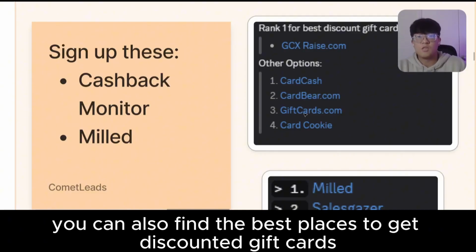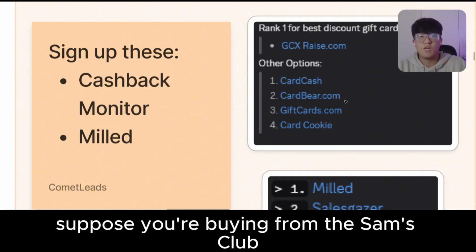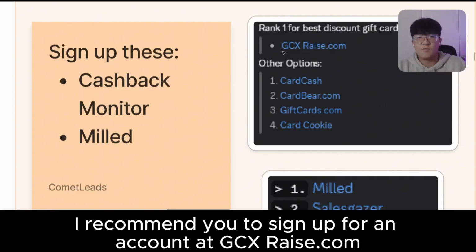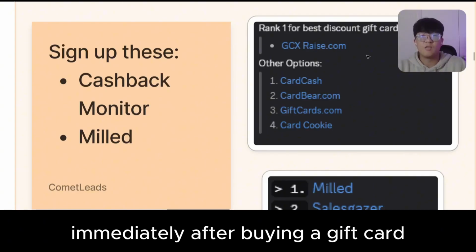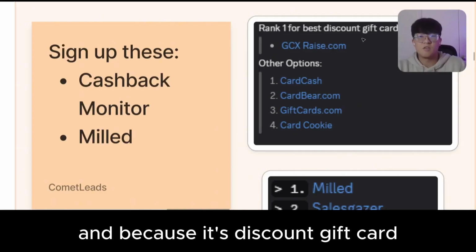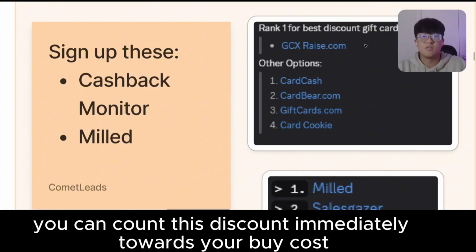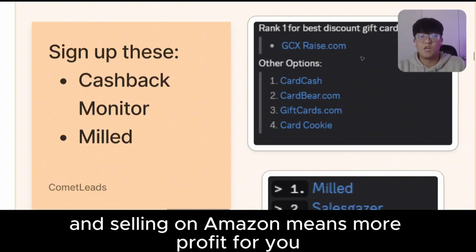On the right here, you can also find the best places to get discounted gift cards because you can use them towards your purchase. Suppose you're buying from Sam's Club. I recommend you sign up for an account at gcxrace.com. This place will get you instant access immediately after buying a gift card. You will get the balance available for you to use for your purchase. And because it's a discount gift card, you can count this discount immediately towards your buy cost after purchasing one, and lowering your buy cost and selling on Amazon means more profit for you.